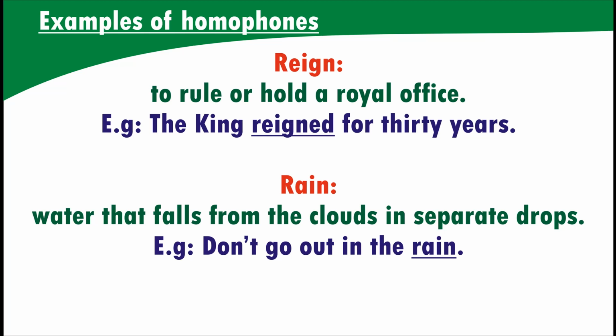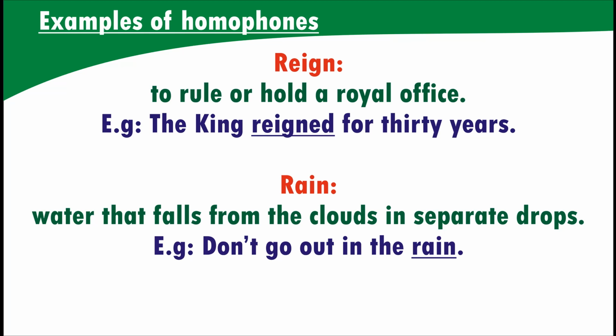It means to rule or hold a royal office. R-E-I-G-N. Example, The king reigned for 30 years. Now the second one is R-A-I-N, rain, the same pronunciation. It is a noun, and sometimes it can be used as a verb.